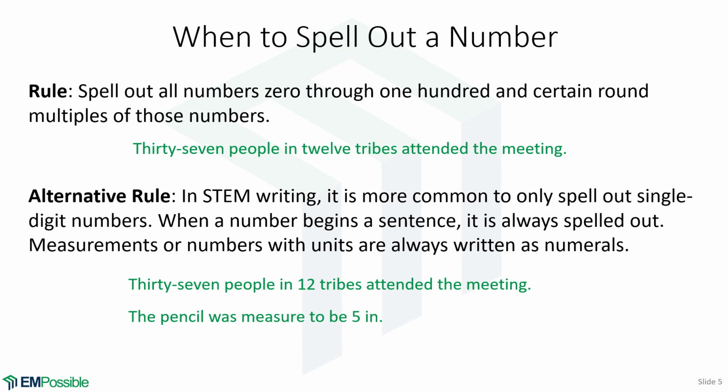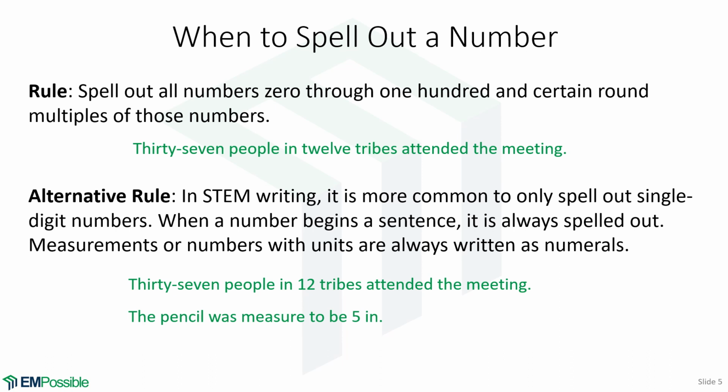So I have two examples here. The first sentence: Thirty-seven people in 12 tribes attended the meeting. 12 is not a single digit number, so it's written out as 1, 2. But then you might look at this 37. That's definitely not a single digit number. Why did I spell that out? Because it's convention when the sentence starts with a number that it is spelled out. So if you don't like spelling out large numbers like that, figure out how to reorder the sentence so it doesn't start with a number.